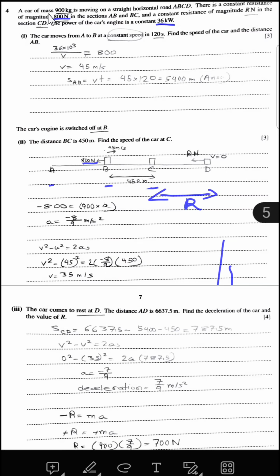So in question number 4, a car of mass 900 kg is moving on a straight horizontal road ABCD. So this car is moving on the road A, B, C and D.